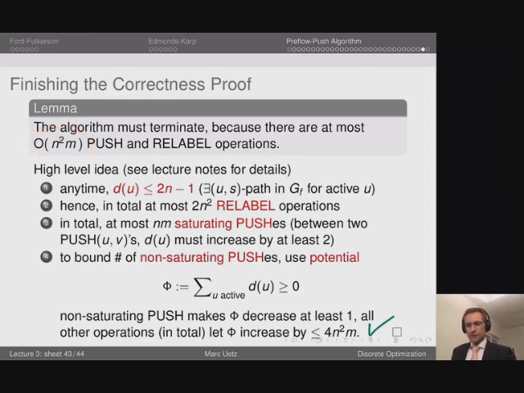And therefore, since we know when it terminates it terminates with a maximum flow, this finishes also the correctness proof of the algorithm. This also finishes the algorithms for maximum flow problems.